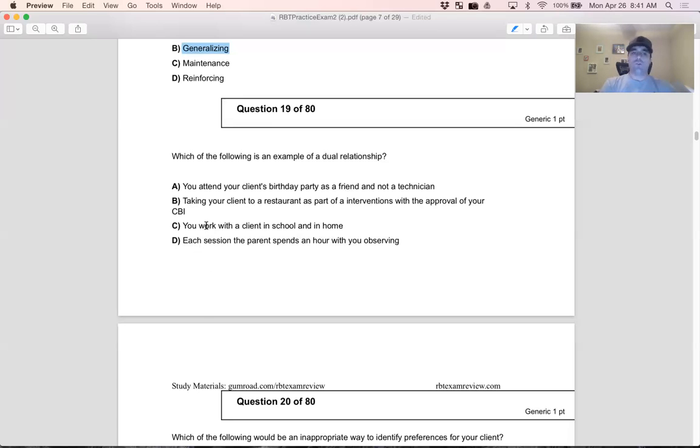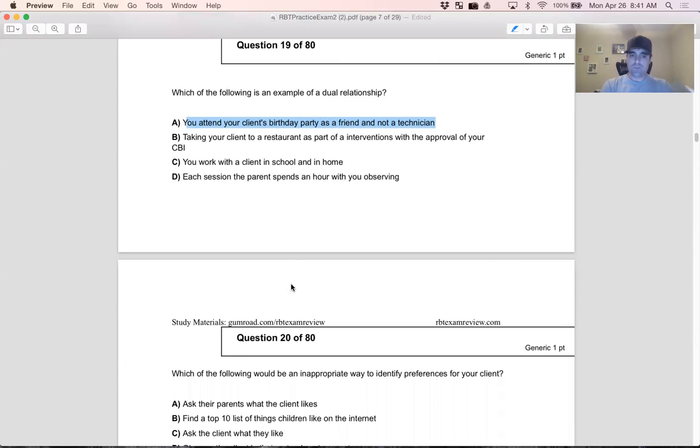C, you work with the client in school and in home. Yes, this is allowed. You're allowed to work with the client across multiple settings. There's nothing wrong there. D, each session the parent spends an hour with you observing. Perfectly fine. Encouraged. Encourage the parent to watch, interact, engage. However, once you cross that line and start doing things as a friend, babysitter, now we're crossing the line between professional and personal. And when that line is crossed, you are engaged in a dual relationship, and it's just not allowed.